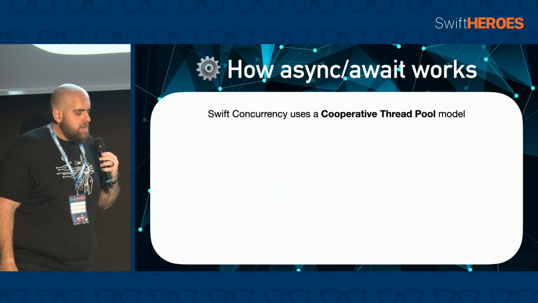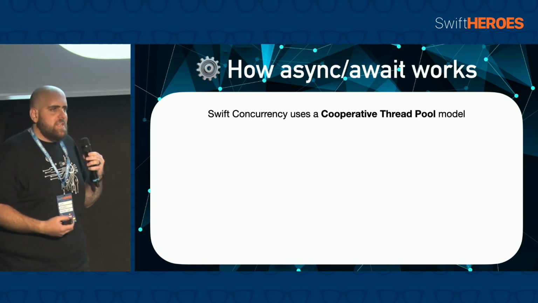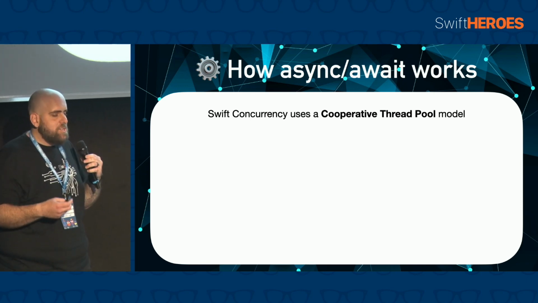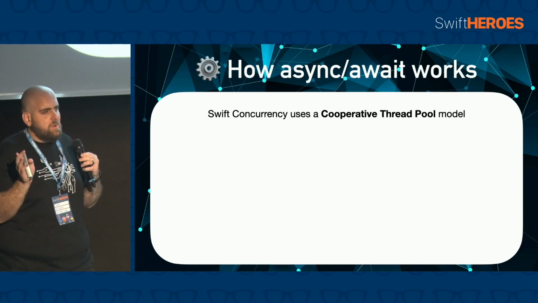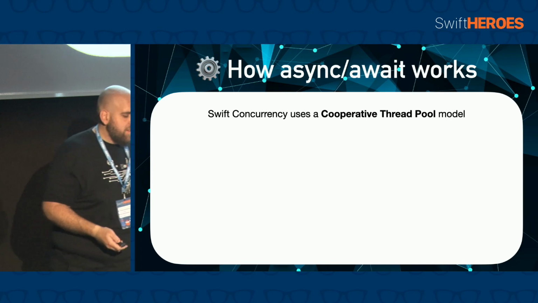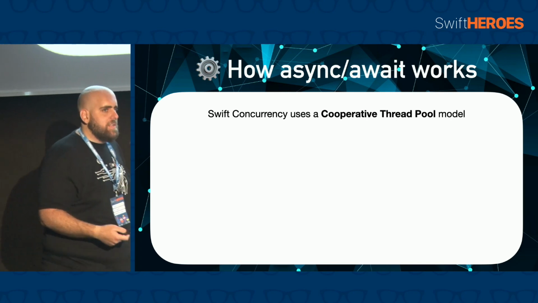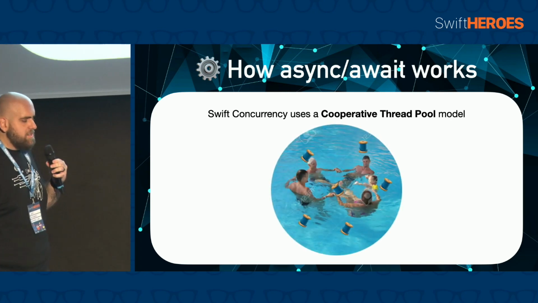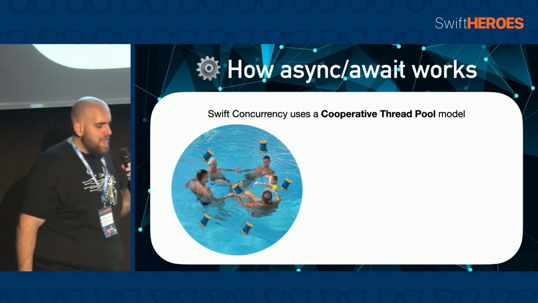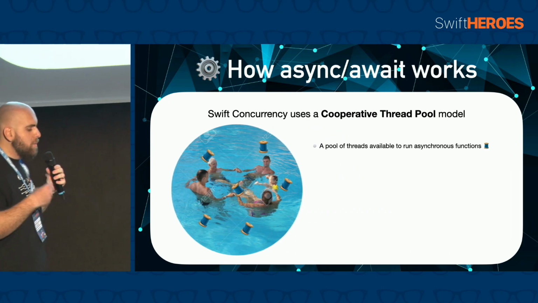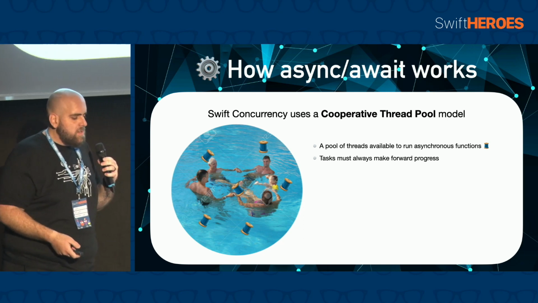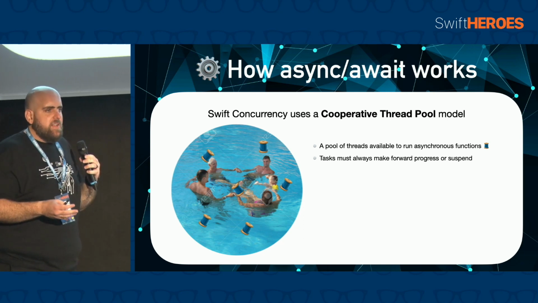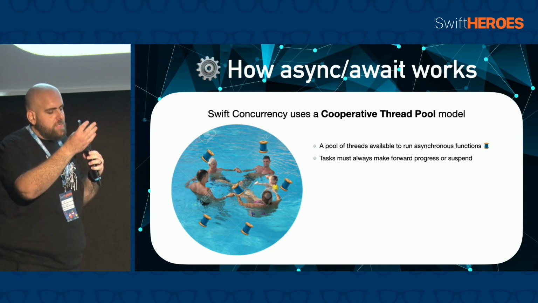Also, Swift Concurrency, I think that's one of the most interesting things about how it works, is that it completely changed the concurrency model. It's not just nice syntax around dispatch queues. It just works completely differently. It uses this concept called a cooperative thread pool. Here's a pool of threads. So the way it works is that we have a pool of threads that are available to run our different pieces of asynchronous code. And there is one rule for tasks: they always have to make some forward progress or suspend.